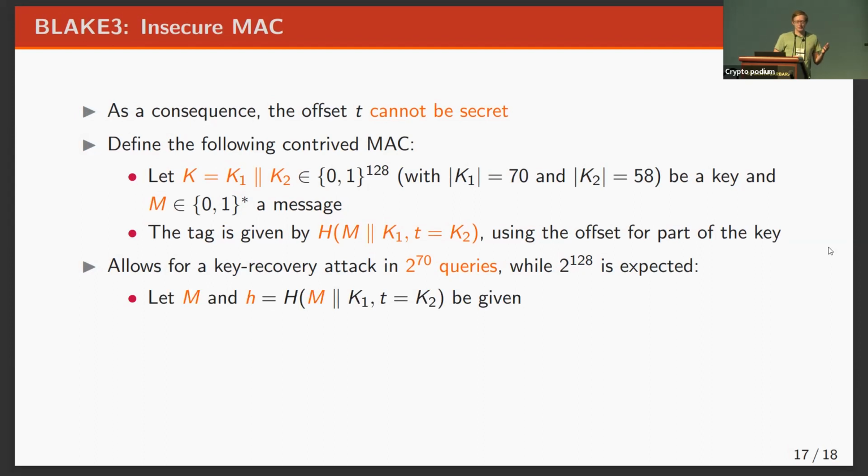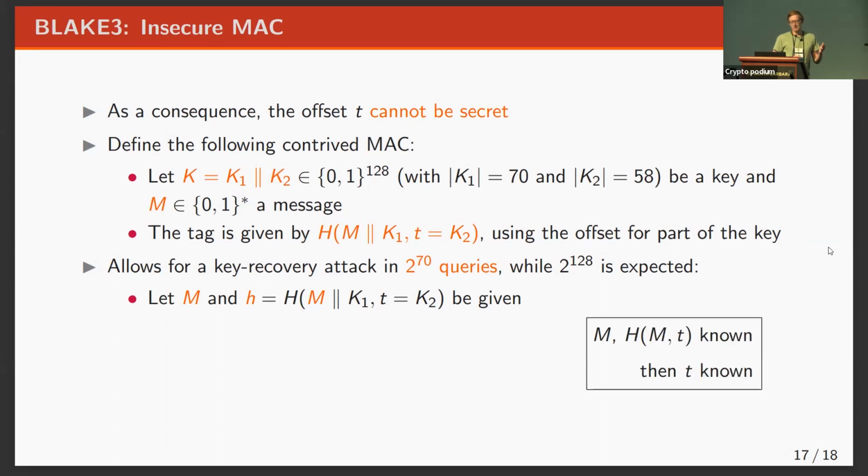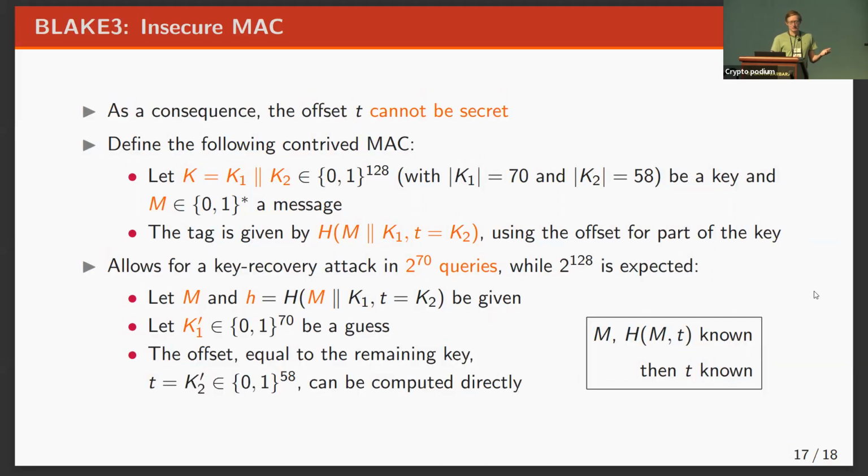So for an attack, we assume that we know the message M and the hash output. And remember, if you know the message and the hash of that full message, then we know the counter. So these M's are actually not the same. In this case, we know M, but K1 is also part of that input. So we do have to guess K1, which is where the 2 to the power 70 comes from. But once we know that, we can compute the counter T, which is equal to the second part of the key directly. So we don't have to guess that. So then this gives the desired result.